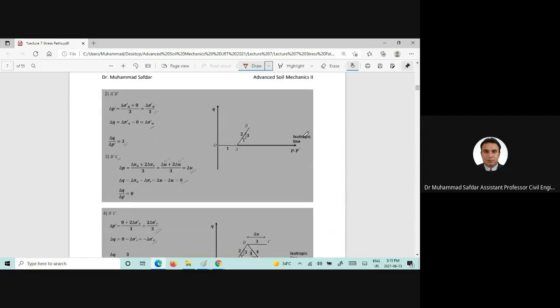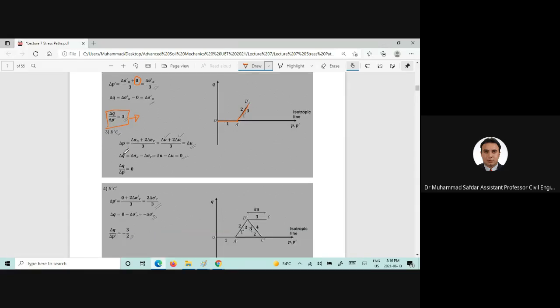Now if we again repeat the same stress condition, for example, if we are having change in delta sigma r is 0, then delta q divided by delta p prime, which usually occurs in the drained condition, will increase at a slope of 1:3, or a prime and b prime will give us the stress path for that particular loading condition.